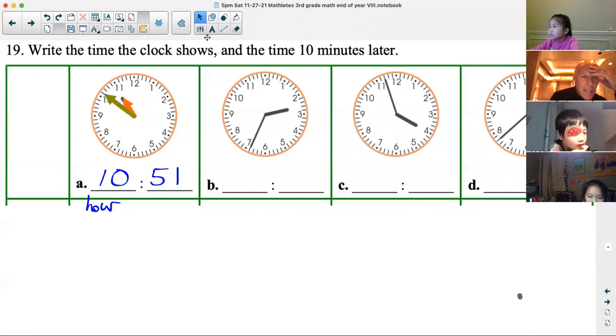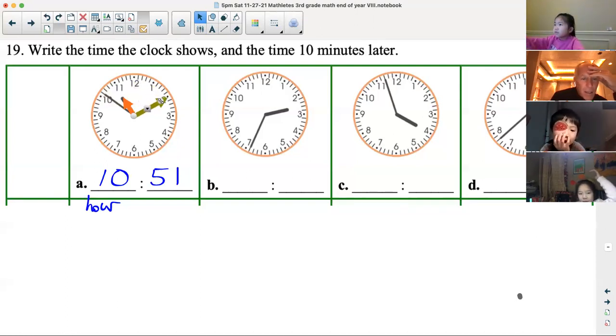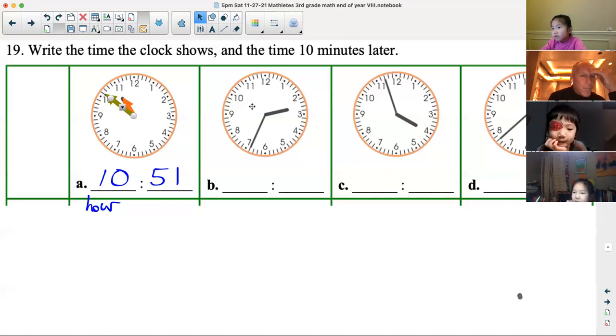If we count, guys, everybody, let's count by 5s. Ready, go. 5, 10, 15, 20, 25, 30, 35, 40, 45, 50, and 51.